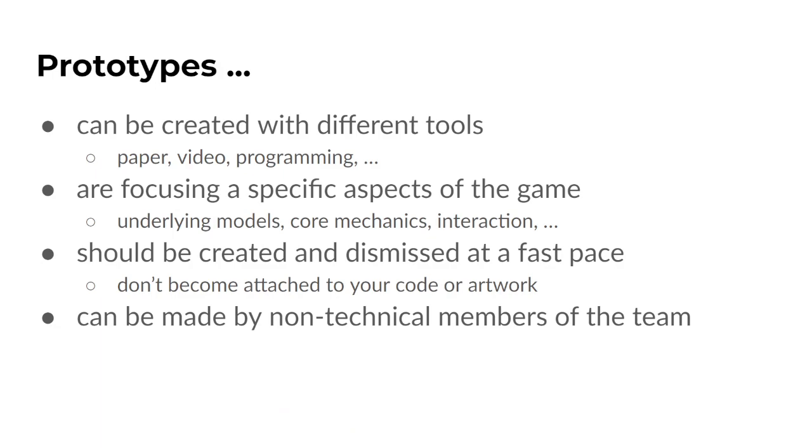So prototypes can be created with a lot of different tools. You can also make a different type of game as a prototype, which we'll come back later to. You can, for instance, create a video. You can just paint something on a paper. You can talk to people and thereby create a prototype or do a paper prototype. Of course, you also create paper prototypes while programming and stuff like that. You're actually focusing with a prototype on a specific aspect of the game.